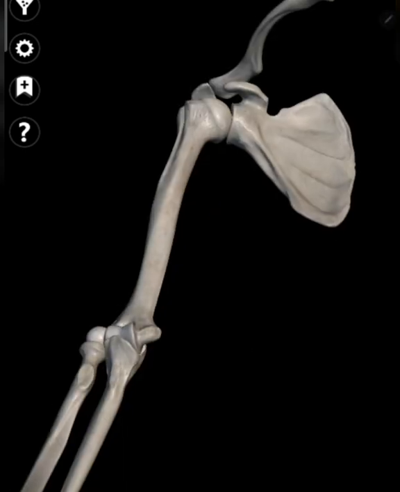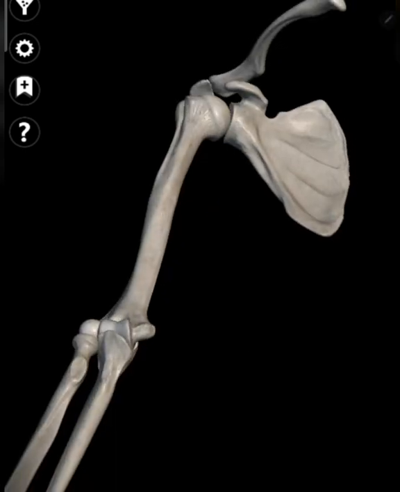Now you can see over here, this is the ulna, and this is the radius. This is the radio-humeral joint. This is the humero-ulnar joint, and the humero-radial joint. We have already mentioned these things.